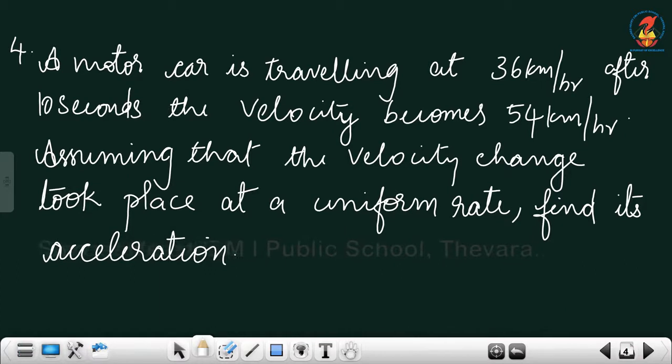So, a car travelling at a velocity of 36 km per hour. After 10 seconds, the velocity changes to 54 km per hour. So, this one, 36 km per hour, is the initial velocity, 54 km per hour is the final velocity, and 10 seconds, that is the time. Here it is given in kilometer per hour. So, we need to convert it into meter per second, that is, multiply with 5 by 18.